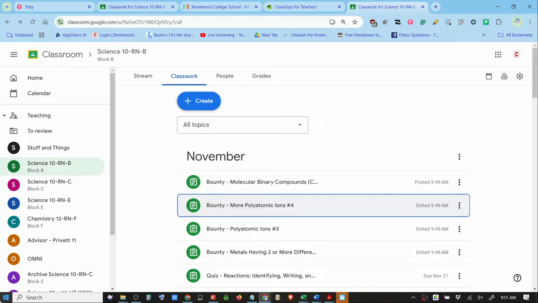And what is sulfite? SO3 -2. Now look at the pattern. Nitrate was NO3 minus. Nitrite is NO2 minus. Sulfate is SO4 minus 2. Sulfite is SO3 minus 2. Carbonate is CO3 minus 2. What would carbonite be?